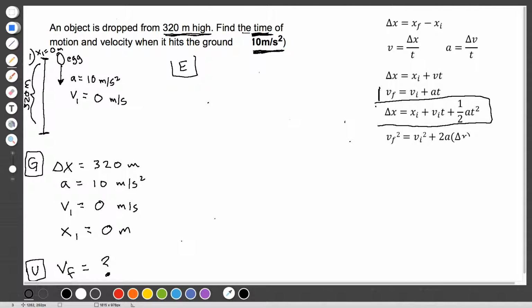This one. This one is the most simple equation that we can pick. So velocity final equals velocity initial plus a t. And remember, in the last problem, we found that t equals 8 seconds. So now we have that in our repertoire. We can use that to solve for the final velocity.